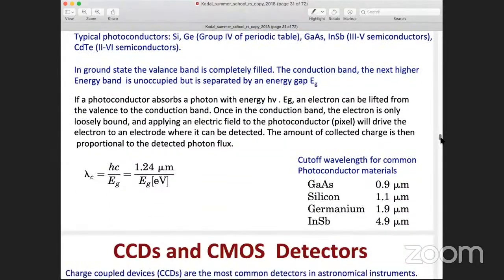But there is a cutoff wavelength limit for common photoconductor materials. Gallium arsenide, you have only 0.9 micron. Silicon has a cutoff of 1.1 micron. Anything less than 1.1 micron, use silicon; germanium can be used up to slightly above 1.9 micron. Indium antimonide can be used up to 5 micron.